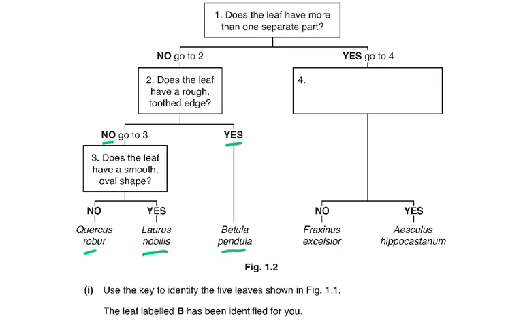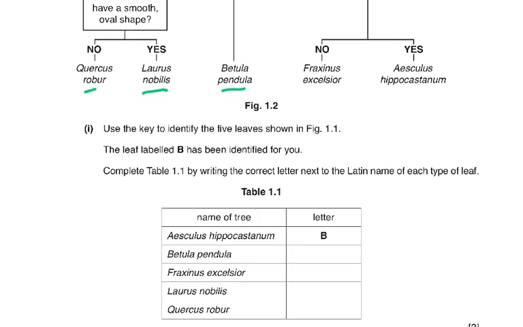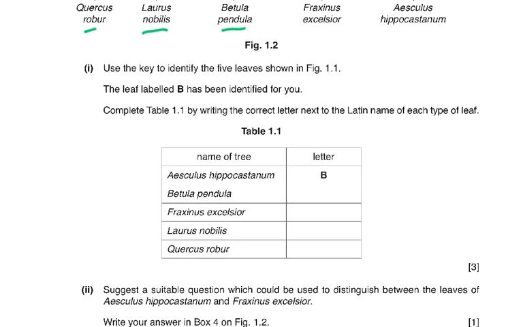So you had to figure all this out, and then you had to give me all the letters. Now the letters were C, D, E and A.